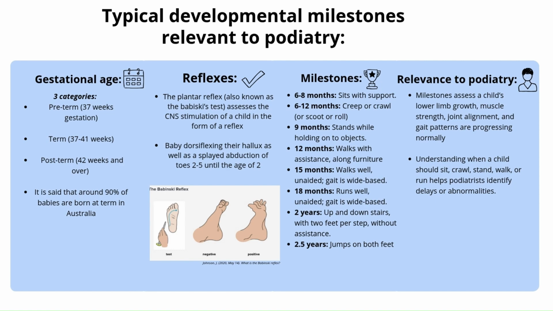It is reported in three categories: preterm, being less than 37 weeks gestation, term, which is 37 to 41 weeks, and postterm, being 42 weeks and over. It is said that around 90% of babies are born at term in Australia.